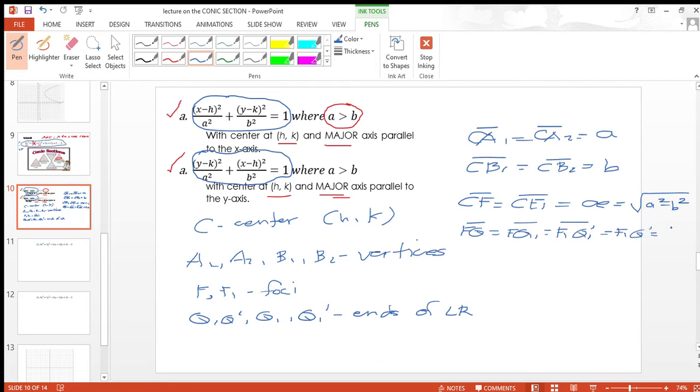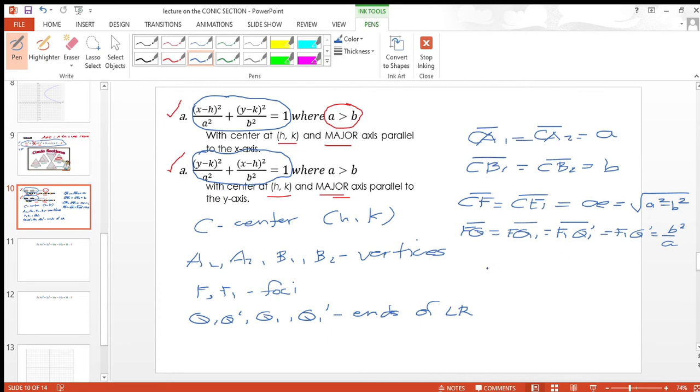And the distance will be, that's F to Q is B squared over A. So you will notice that the values that we need to obtain here are all coming from the standard form. We have the values of A and B.